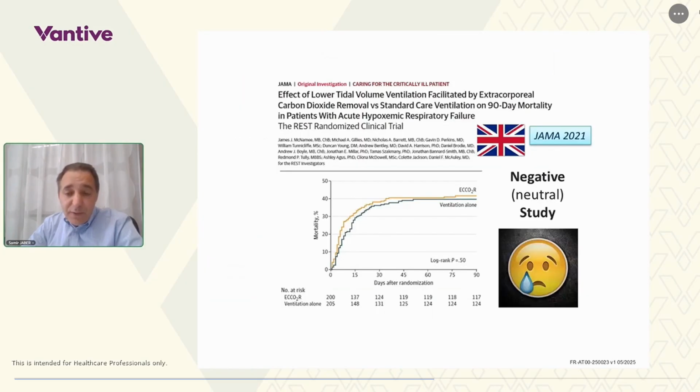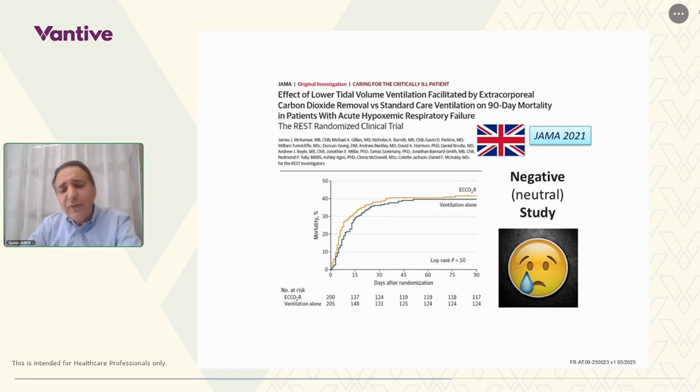And as presented by my colleague, Dr. Pestana, just previously, the only big trial is this one, which is neutral, the REST study coming from the UK. As you see in this slide of the Kaplan-Meier curve, the mortality did not change at the primary endpoint, which was the mortality at D90. And as you can see, this study was stopped for futility at half of the planned inclusion, at 400 patients.